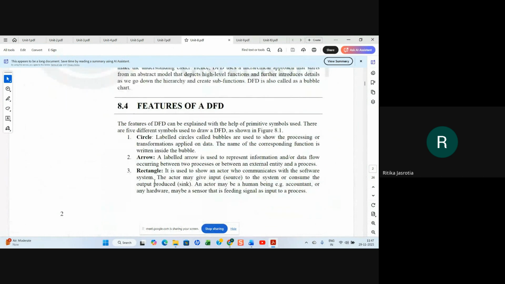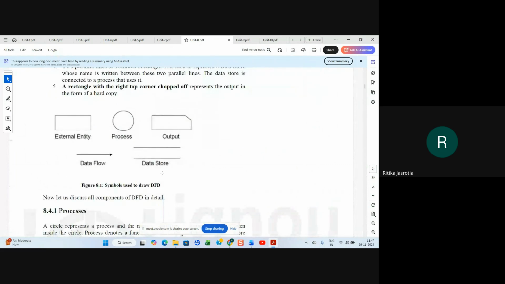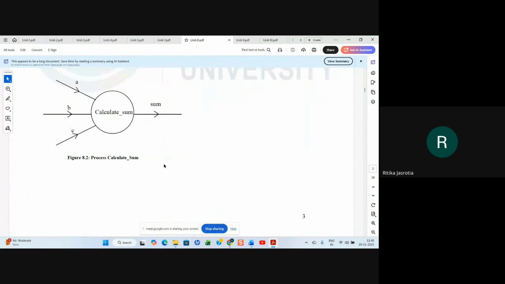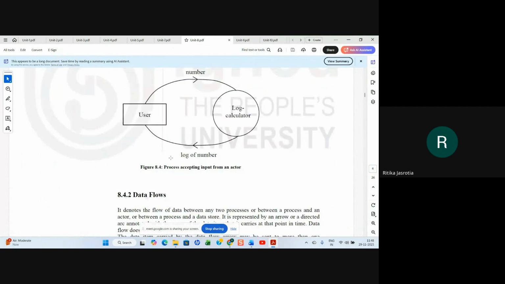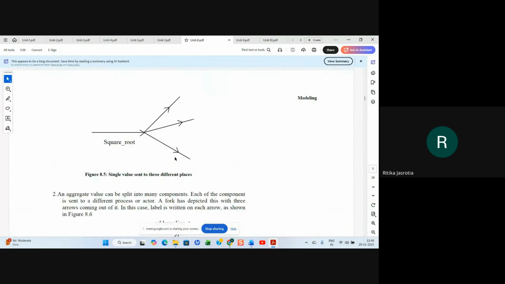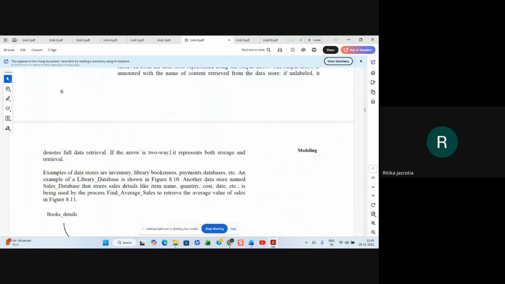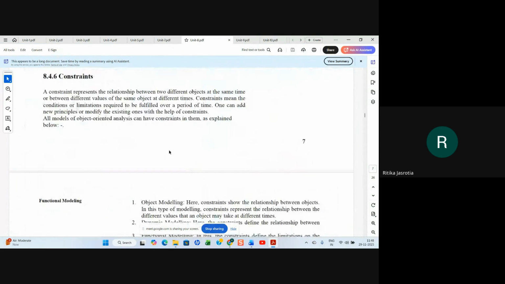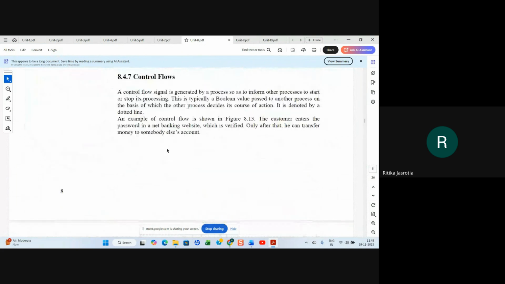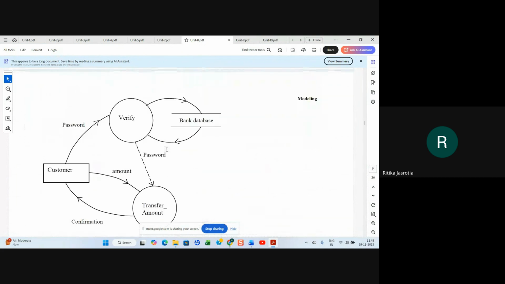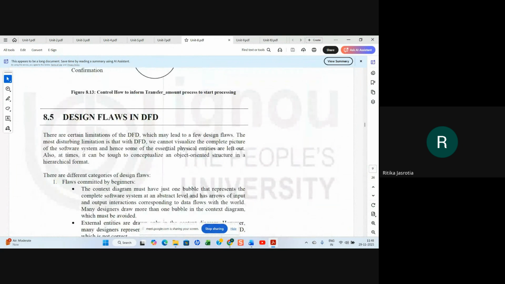So you have circle, arrow, rectangle. These are the things you use in your DFD, right? You have data, so you have entities. We are not talking about that. You must have studied that in your first semester also, the DFDs in your software engineering.